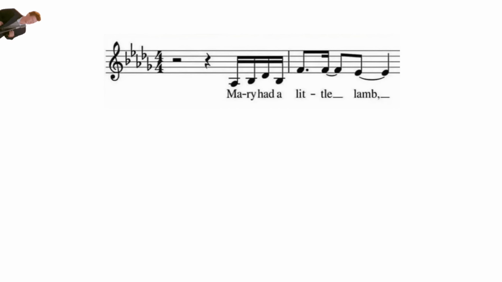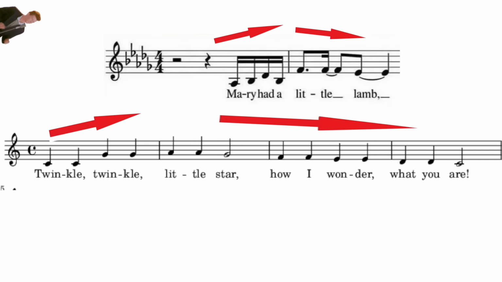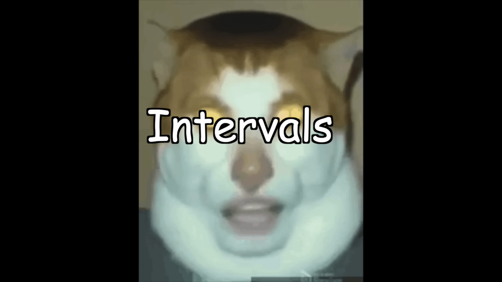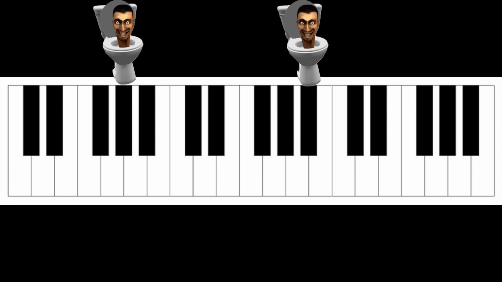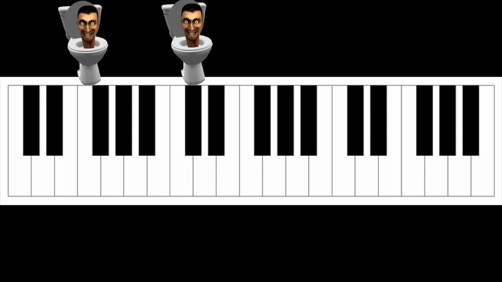A melody usually has contour. It's the Among Us roller coaster that can go up, down, or sus zigzag. It's also made up of intervals. Think the distance between 2 skibidi toilets. Different distances will create different intervals.